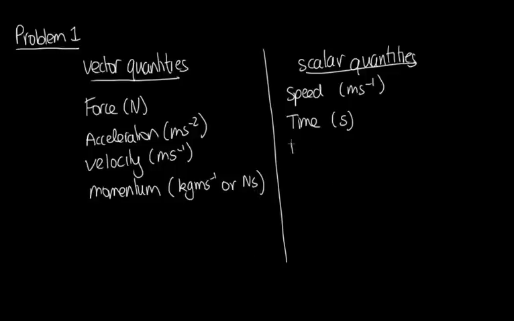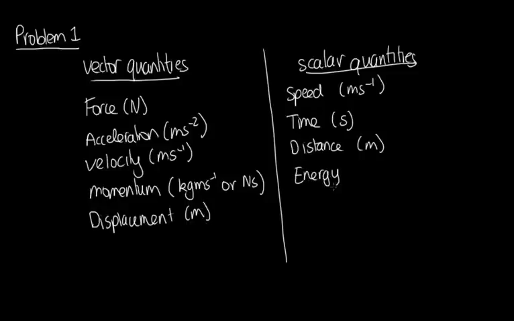Distance is next. Distance doesn't have a direction, so it's a scalar quantity and it has units meters. Displacement, now that is equivalent to distance except that it's got a direction as well. So displacement is measured in meters. And finally energy. So energy doesn't have a direction. The SI units for energy are joules. So we've now done problem 1.